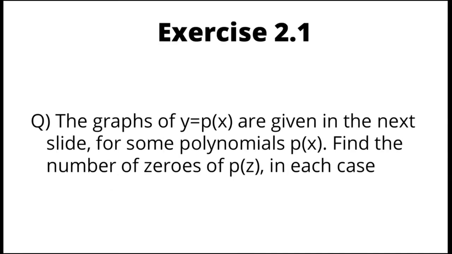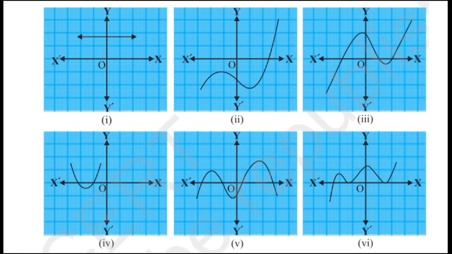Let us have the first exercise. The graphs of y equal to p(x) are given in the next slide. For some polynomials p(x), find the number of zeros of p(x) in each case. So they have given it with a graph. Just go through the graph. The first one, a straight line. Second, third, fourth, fifth and sixth are curved lines.